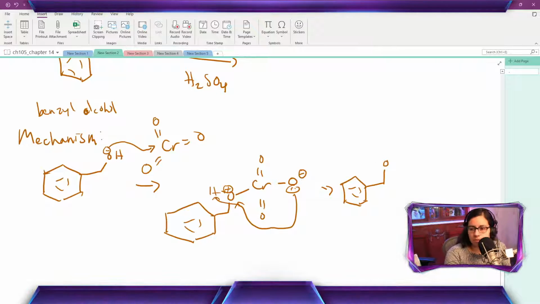So this hydrogen's gone, still bonded to our chromium. So now that OH is over there. Right, so I just move this hydrogen from over here to over here. And don't forget, two hydrogens over here, so we can do a similar deprotonation mechanism.